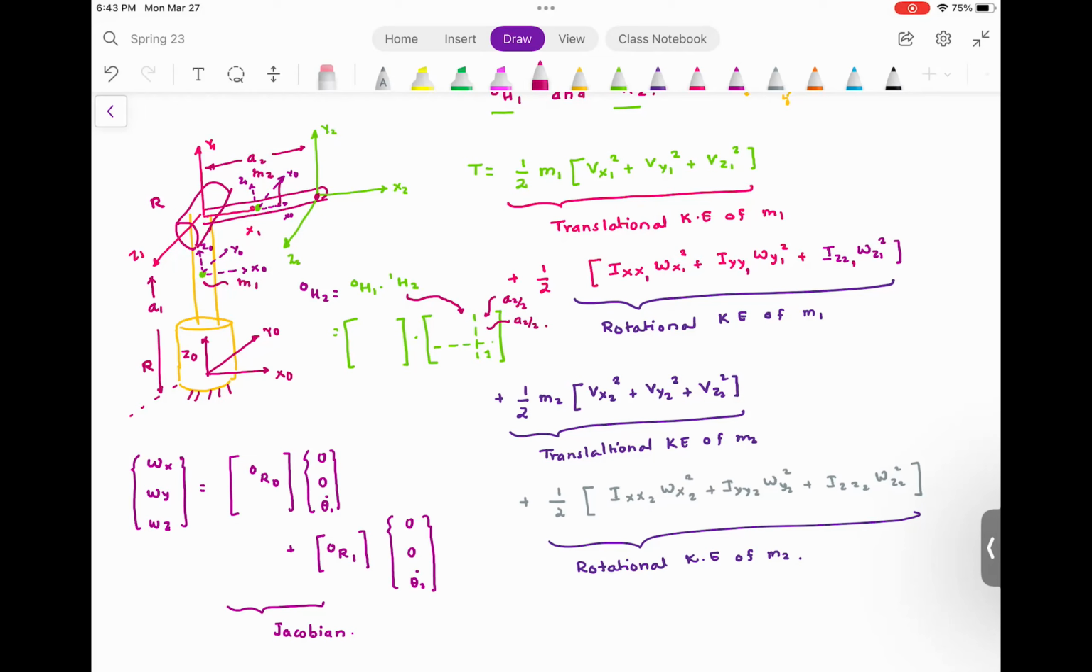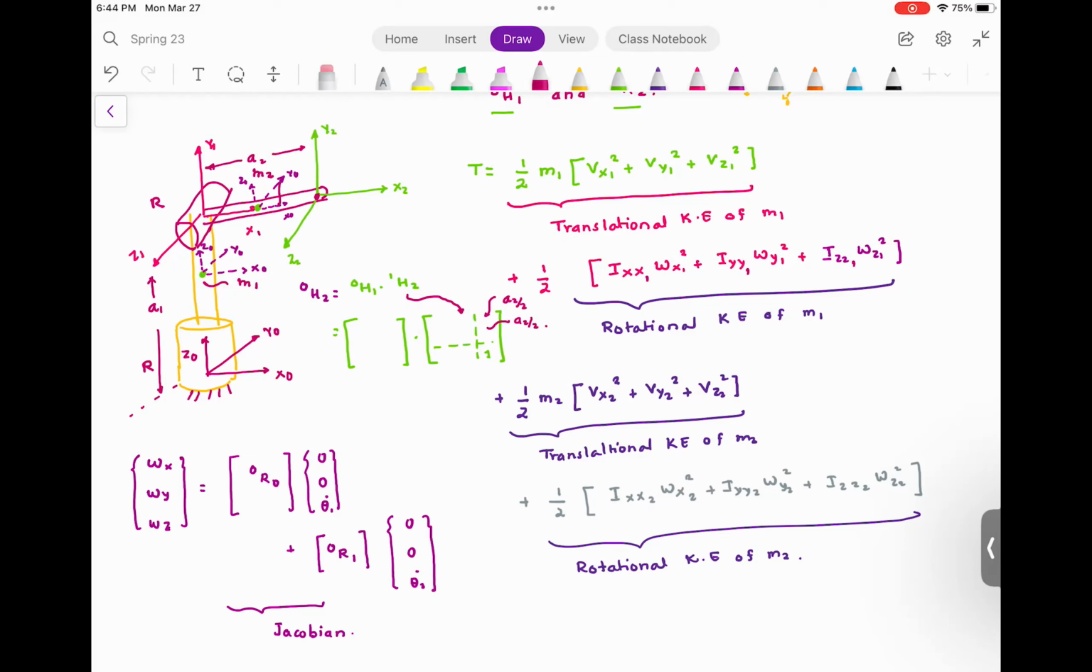Now, if I want to find out the angular velocity of rotation of link 2, I need to find out 0R0, which is 1, 0. This is an identity matrix, and 0R1. 0R1 we already found out. Remember, cosine theta, minus sine theta, minus cosine theta, 0 0 0 0 1. That would be the matrix that's going to come here, multiplied by the projection matrix. That matrix will be here, and you would get omega x2, omega y2, omega z2.